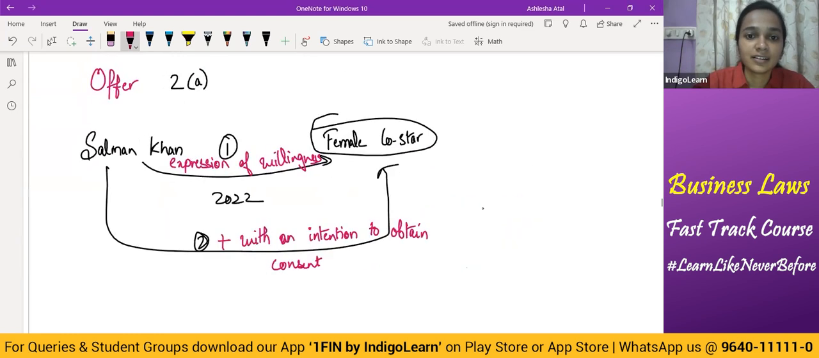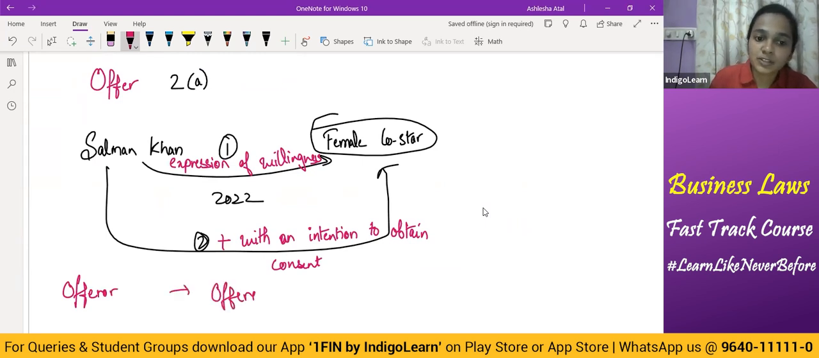Now, the person who makes an offer is called an offerer or a proposer, and the person to whom the offer is made is called an offeree. Clear?